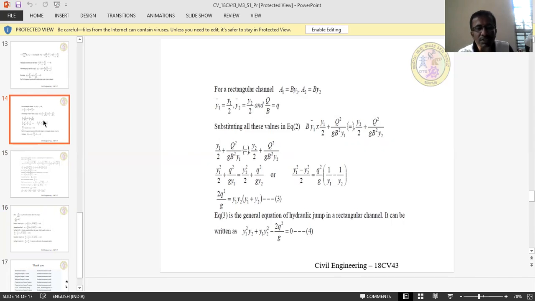Usually in the examination they may ask for the relationship between the sequent depths of the hydraulic jump, before jump and after jump. We have derived up to this point. In the next session, we will continue and get the relationship between the Froude number as well as sequent depth. Thank you.